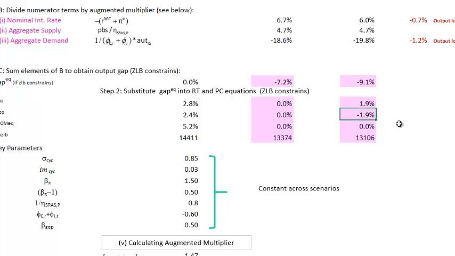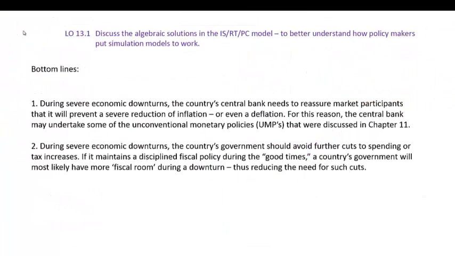So once again, we see that as a result of both the lower inflationary expectations and lower expenditures by the government, we have dramatically reduced our output, and we can see by how much each of these factors has reduced output. So there are some bottom lines here for policymakers.